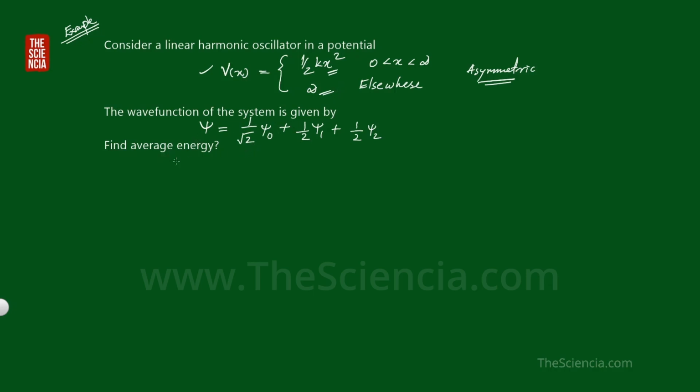The question is to find the average energy, that is the expectation value of E. Earlier, I told you the expression: the expectation value of energy is equal to the summation over s of E_s P_s, where P_s is the probability of each state and E_s is the energy of each state.